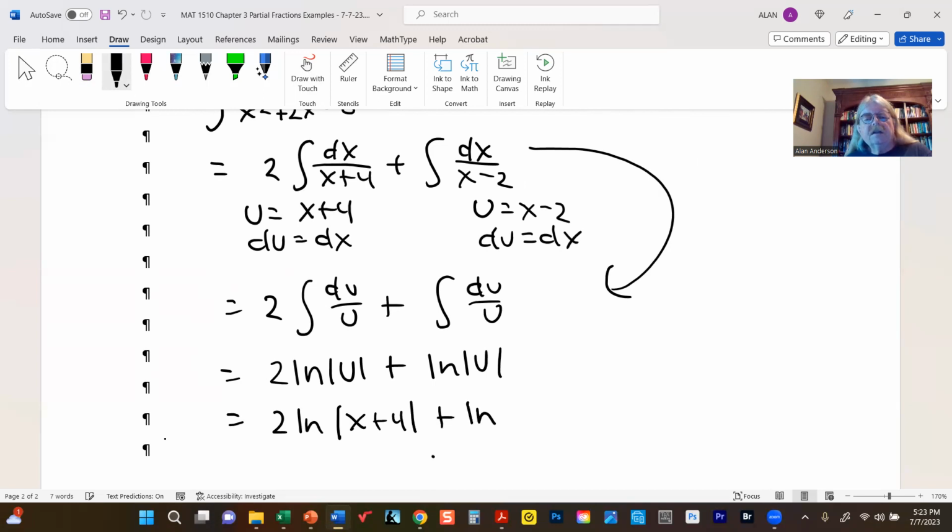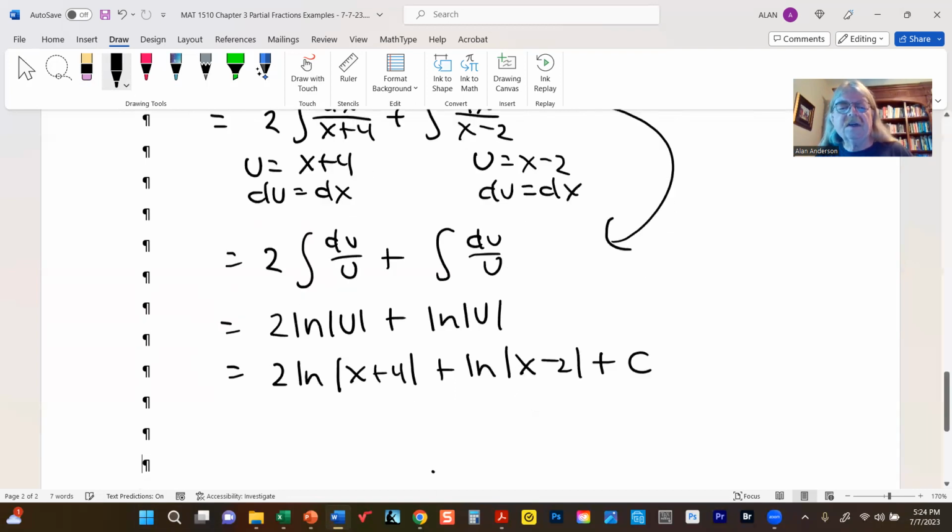If you notice, we don't add the constant until the very end when we actually need it. Okay, in other words, all of these could theoretically have constants next to them, but we can save this to the end because all the constants will be consolidated anyway. And so finally, after all that, we have 2 log absolute value of x plus 4 plus 2 log absolute value of x minus 2 plus the constant.